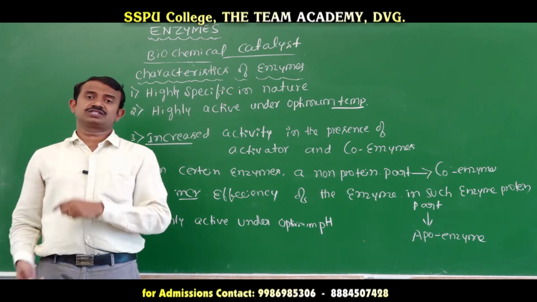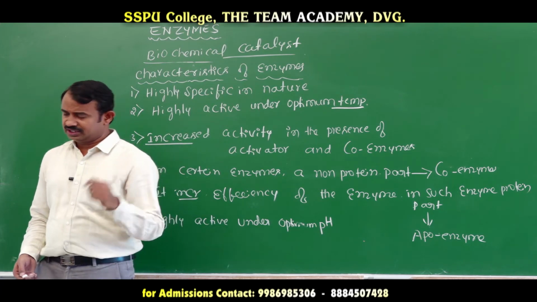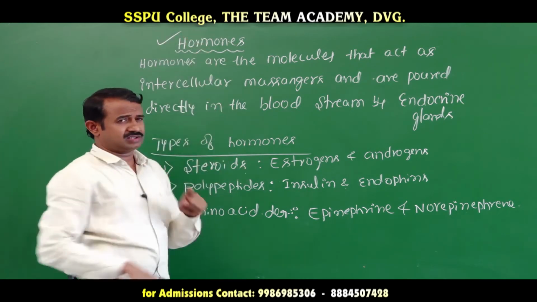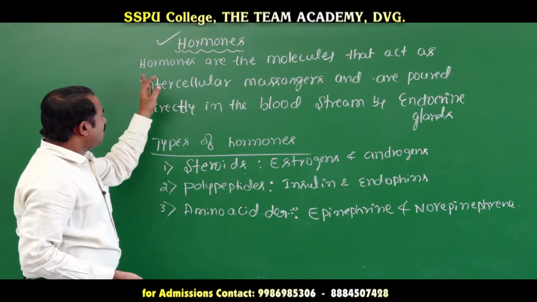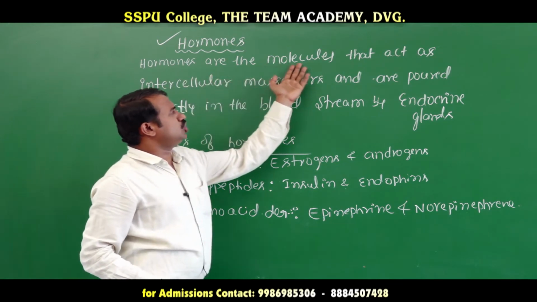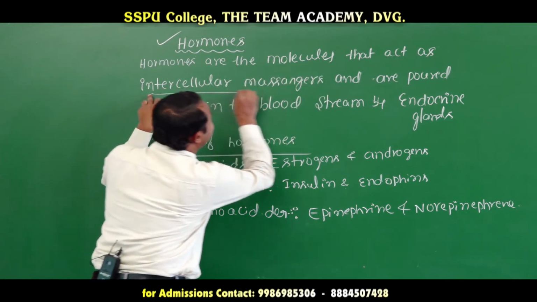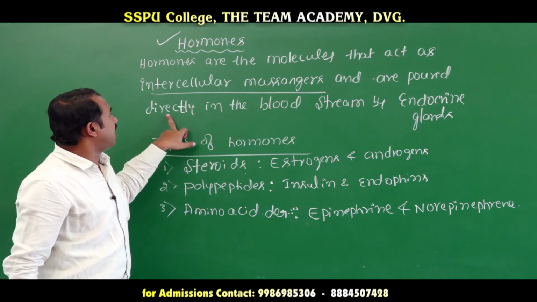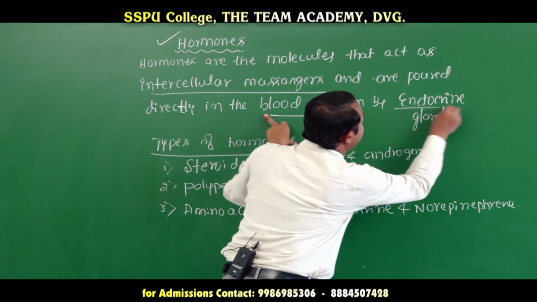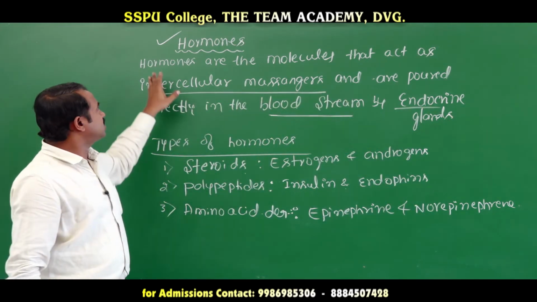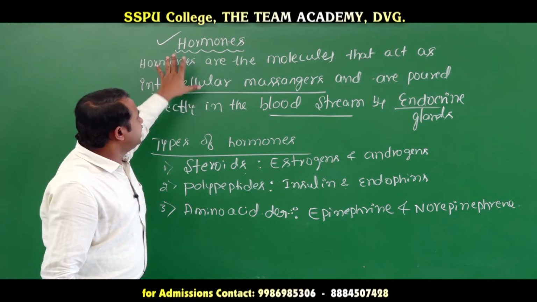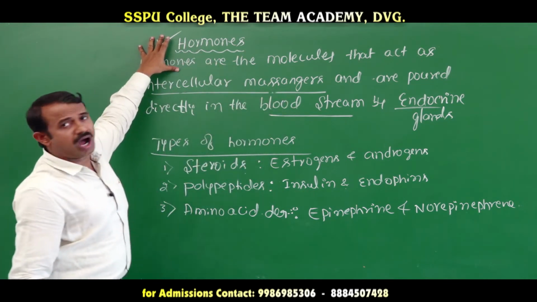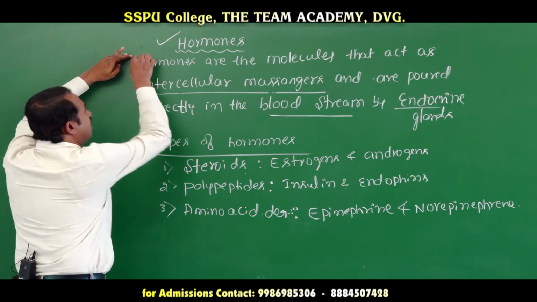Next, we will go for the last part. What are hormones? That is the 1 mark question they will ask. Hormones are biomolecules, molecules that act as intercellular messengers and are poured directly into the bloodstream by endocrine glands. Hormones are the intercellular messengers of endocrine glands. Okay, it is the definition. They will ask a one mark question.